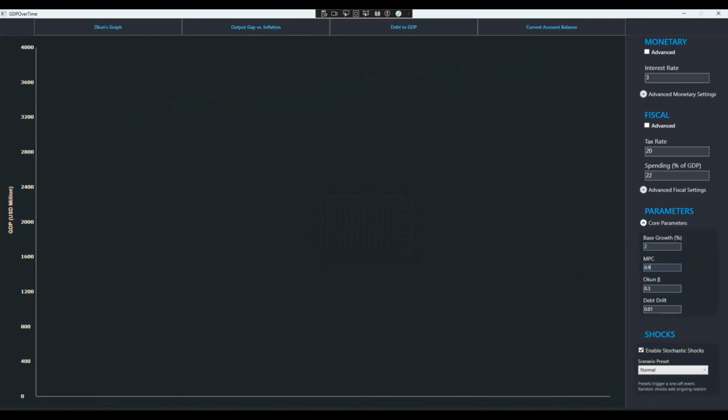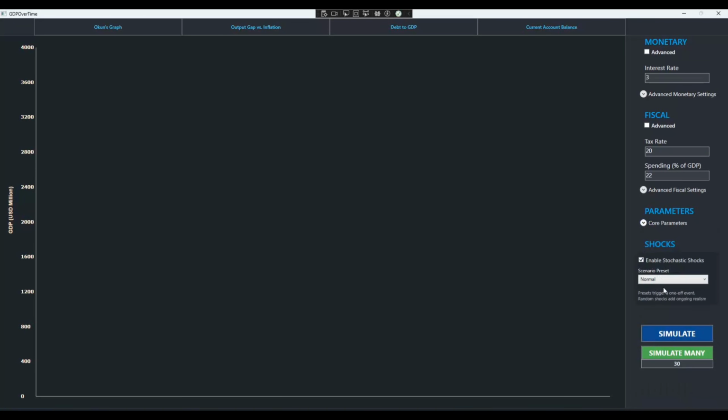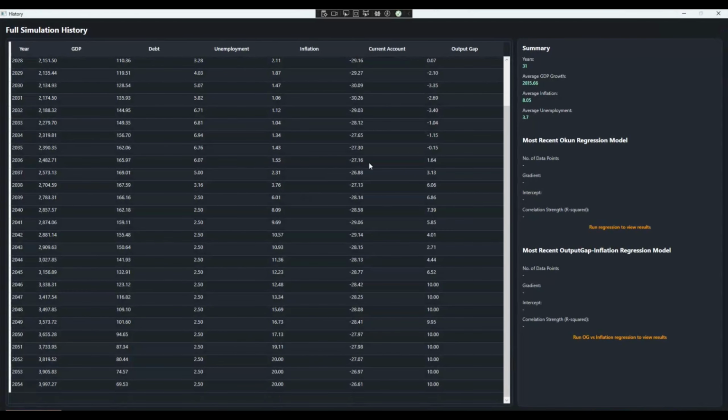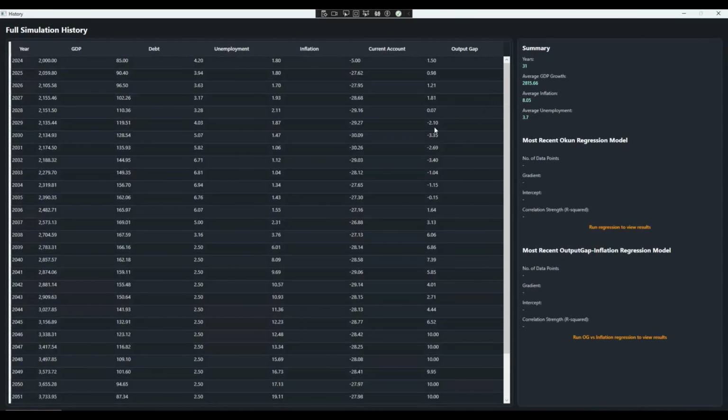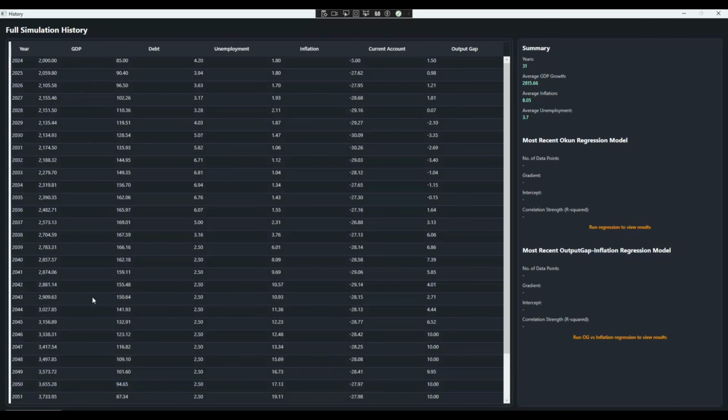So we can choose an MPC of 0.9, still with the shocks enabled, and simulate 30 years. Here we have a higher average GDP growth of 2,815.66, and we can see a higher average GDP growth from 2059 to, once again, near 4K.